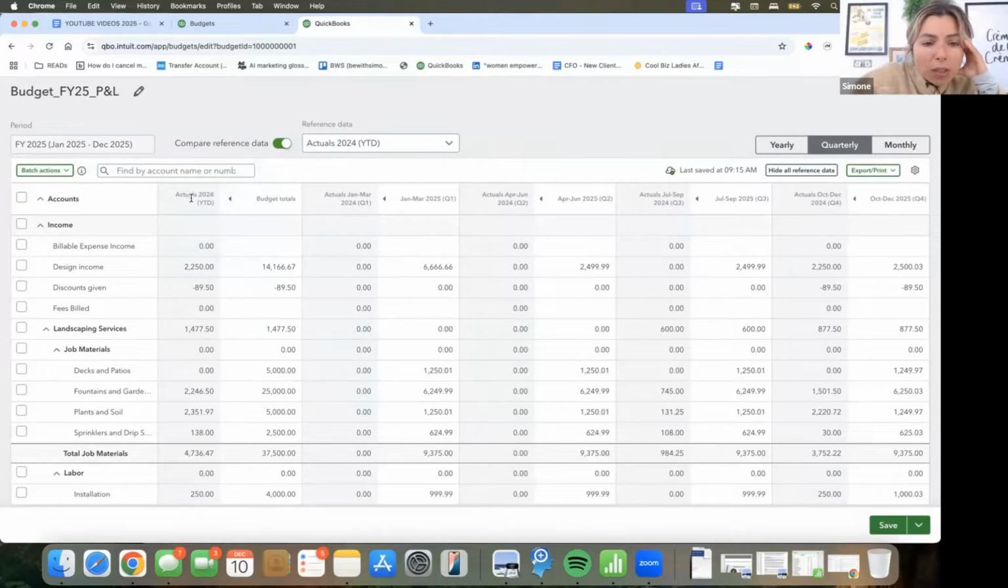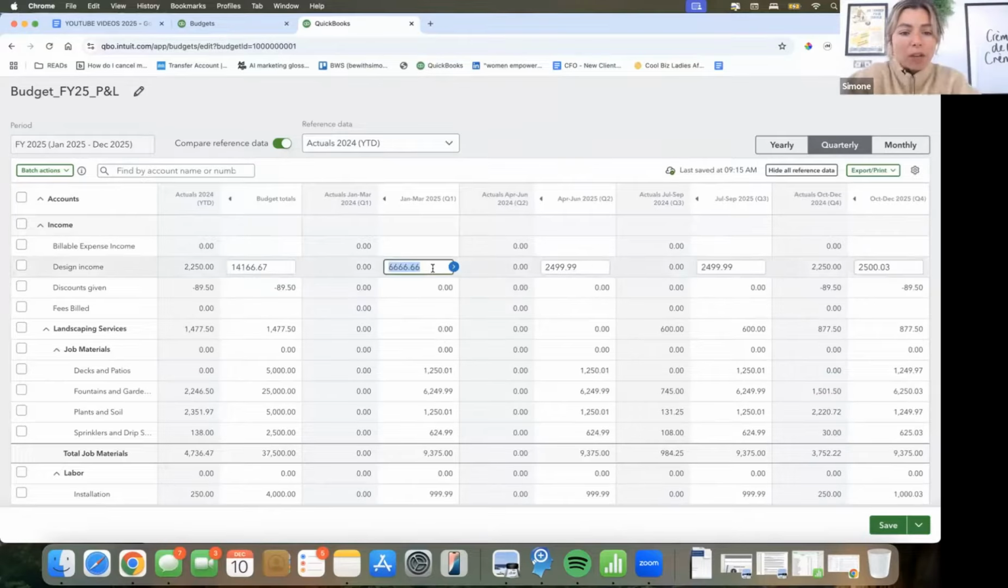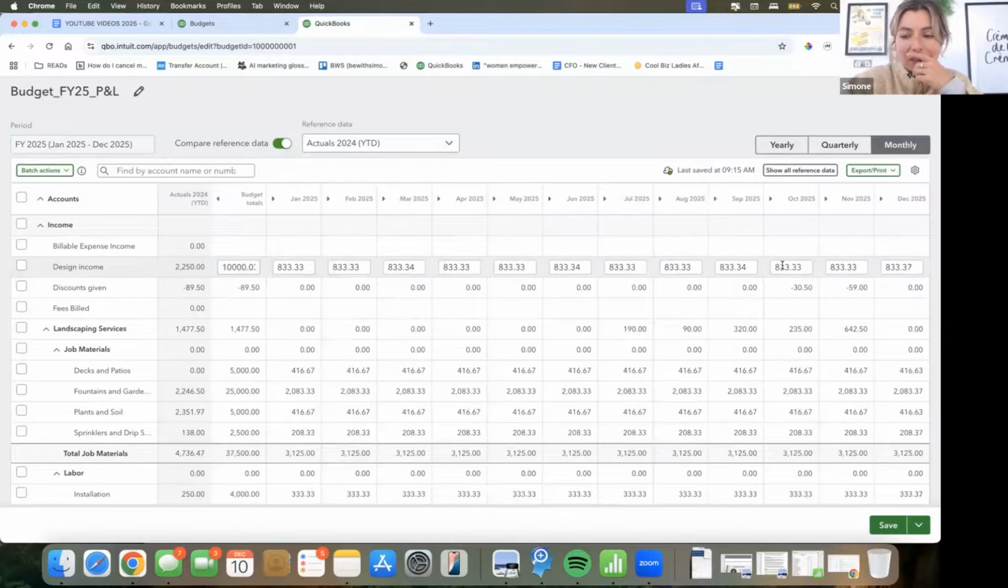So we've got our budget, so 2024, we've got our budget totals for 2025. We have what our actuals were in Q1, and now we have what our budget is. So if I adjust this, so if I know that I'm going to just say 2,500. And now if you can see, right, so you have to know where you are going to play around with this. This is now adjusted to 10,000. Let's just play around. And this is now 833 again, right?